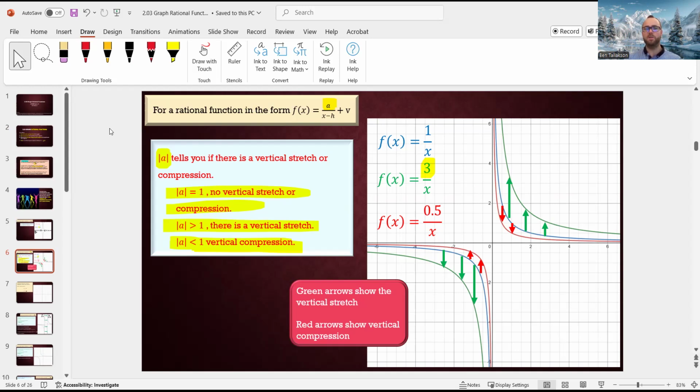So with green, we see a vertical stretch. With red, we see a vertical compression, and blue is where there are no vertical stretches or compressions.